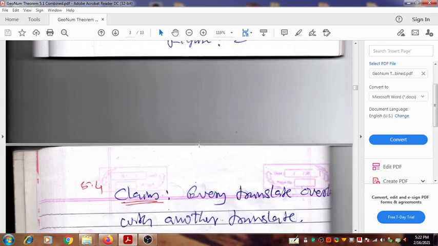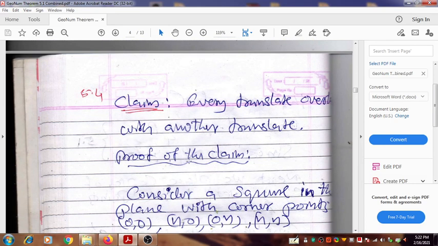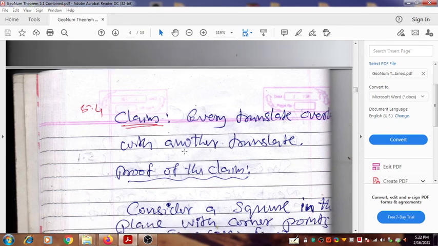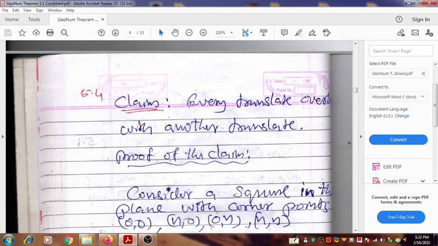Next we move to the next important part. Here we make a claim. What is the claim? Every translate overlaps with another translate, and this is our claim.